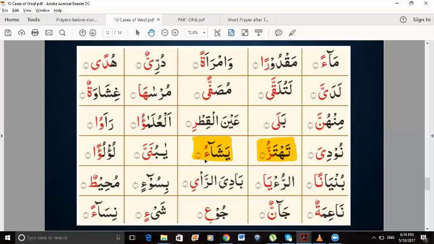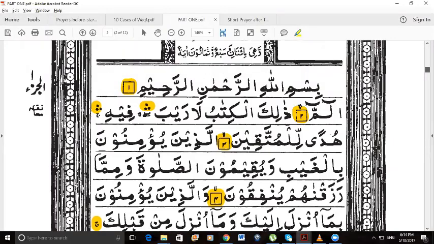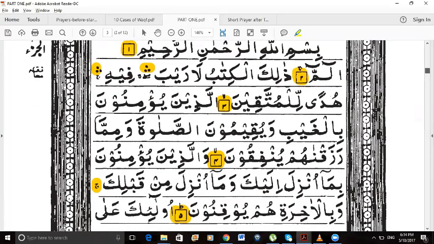Jazakallah. Jazakumullah. Okay, so what we're going to do now is we're going to move on to reading the Holy Quran. Okay, so today we're going to be focusing on Surah Al-Baqarah, so part 2 of the Holy Quran, and we're going to be looking at Ruku 1.